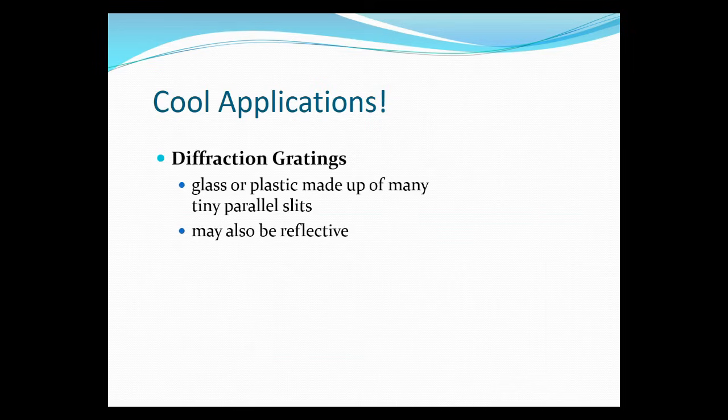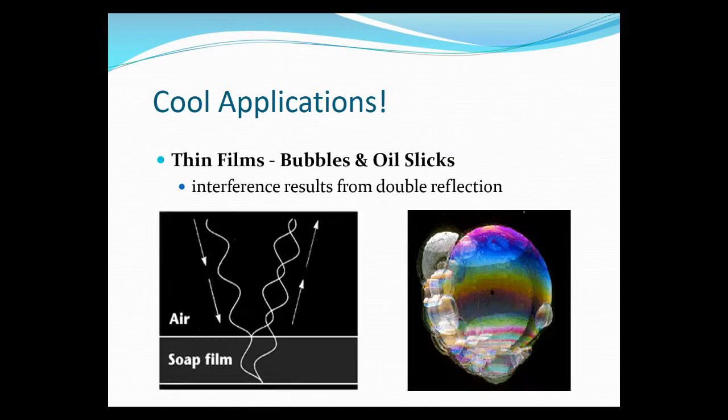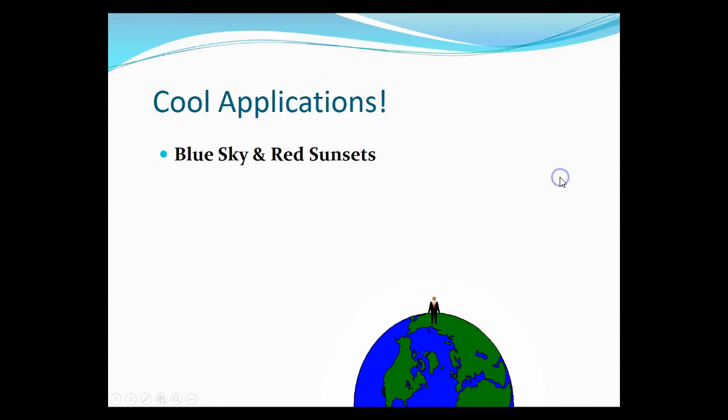A diffraction grating is glass or plastic made up of many tiny parallel slits. This may also be reflective. Spectroscopes, reflective rainbow stickers, or CD surfaces are all examples of diffraction gratings. Another example would be thin films, like bubbles and oil slicks. You get to see the interference patterns caused by double reflection. You have reflection here and reflection here, and then you have constructive and destructive interference going on, and that's what creates all those cool little colors.